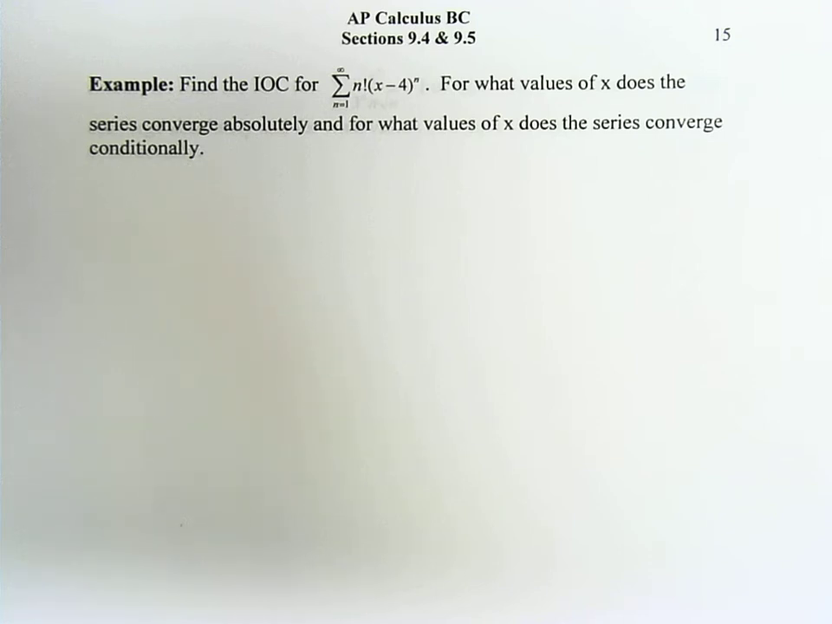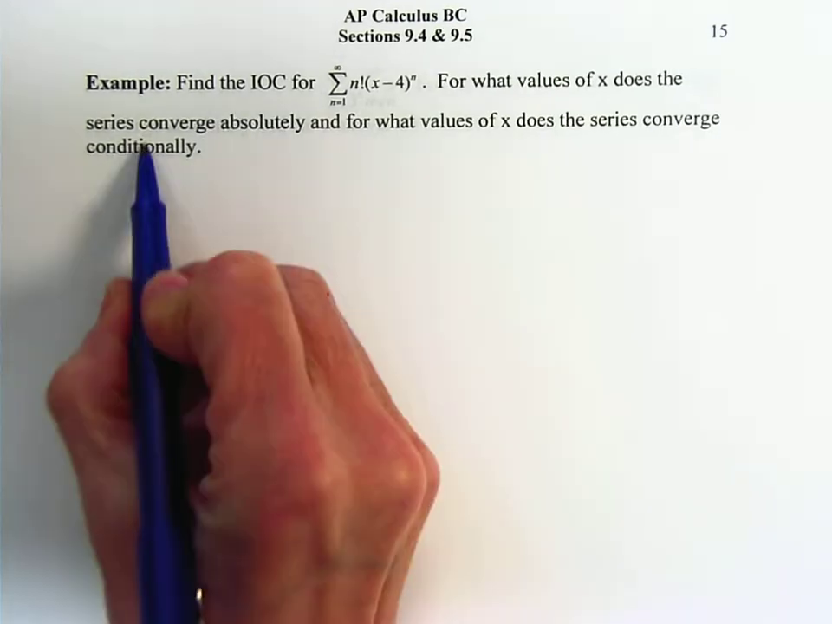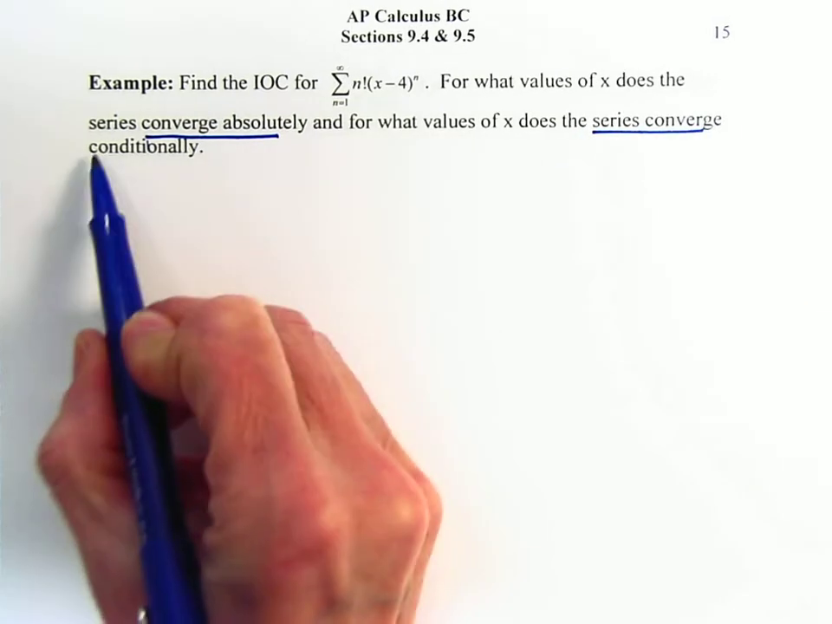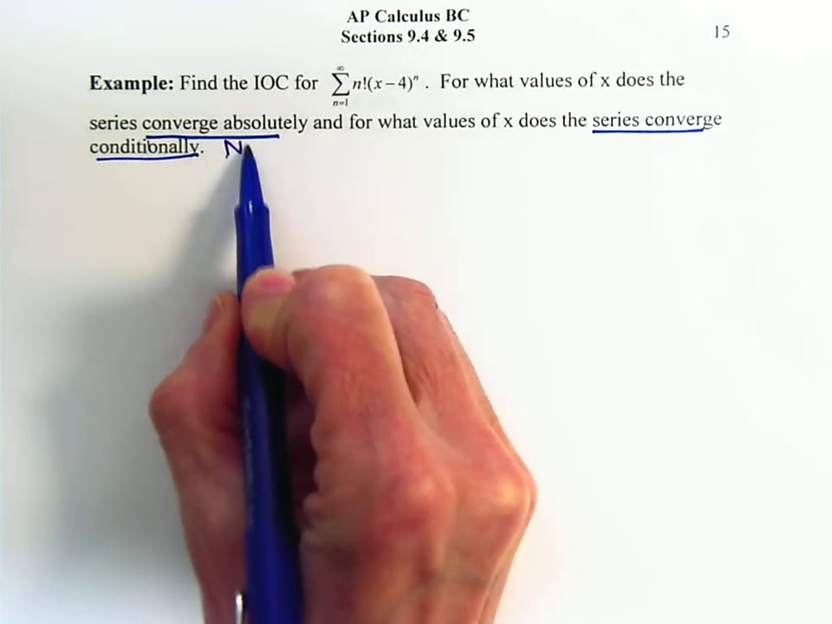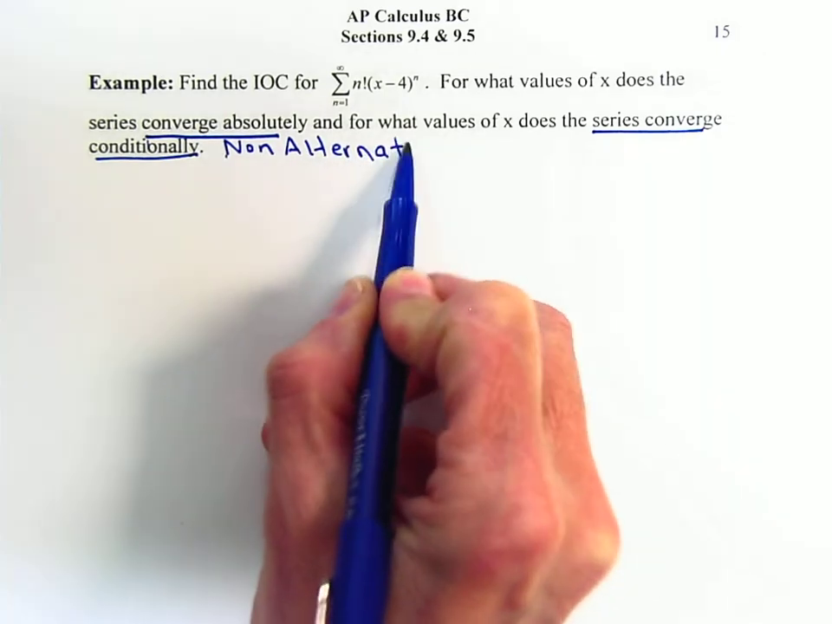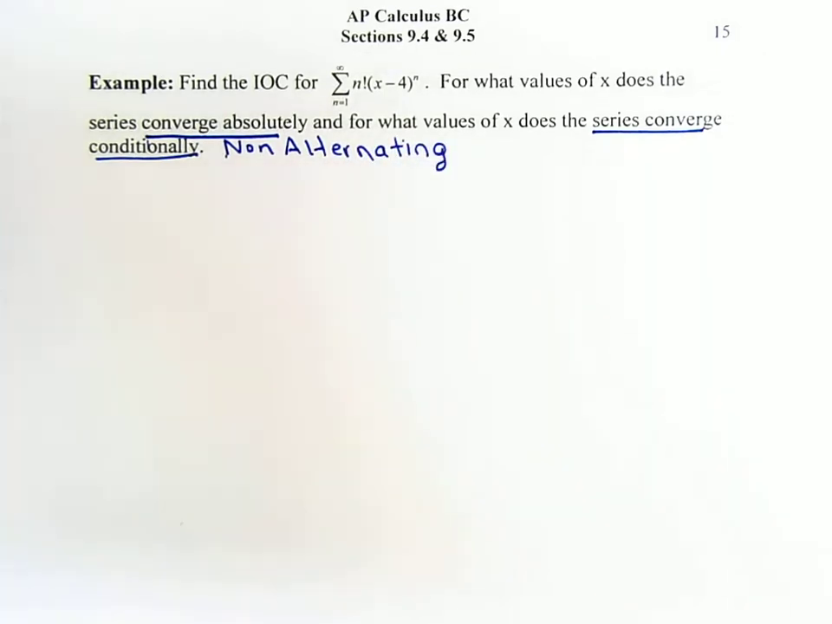So I'm at the top of page 15 to do our first example. For these directions, we're asked to find the interval of convergence for the series. For what values of x does the series converge absolutely? And for what values does the series converge conditionally? This is non-alternating, so we don't have to worry about Leibniz's theorem for this one.